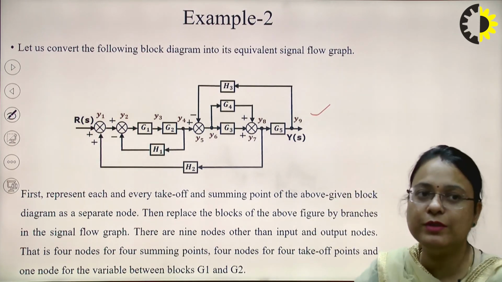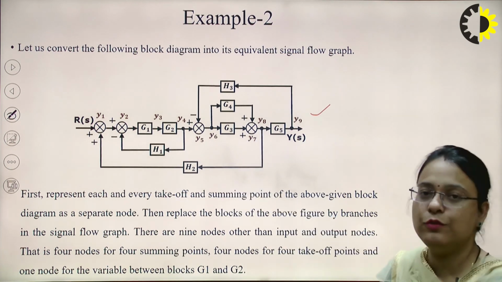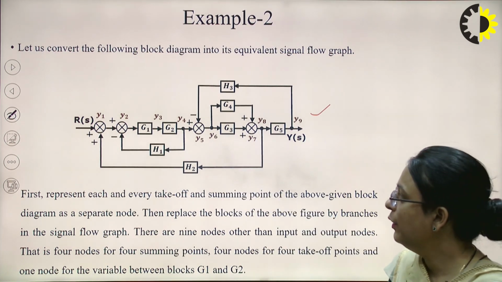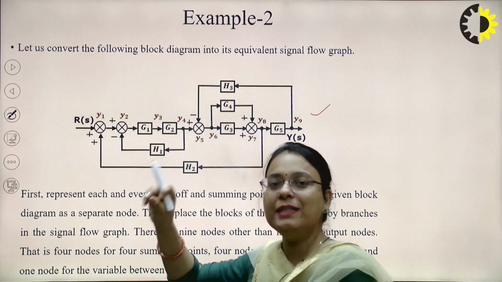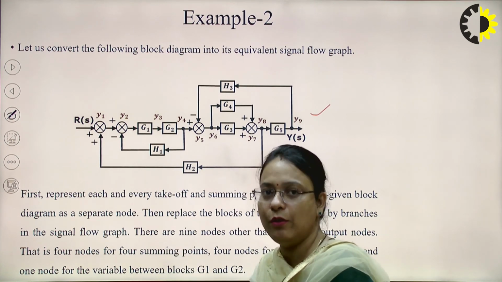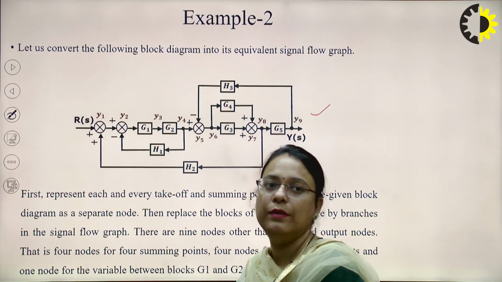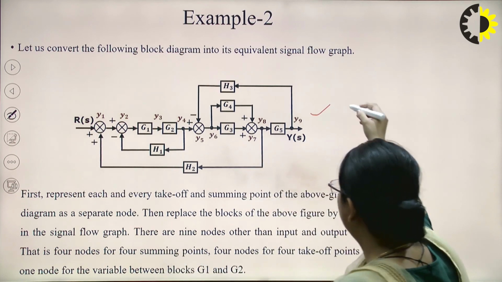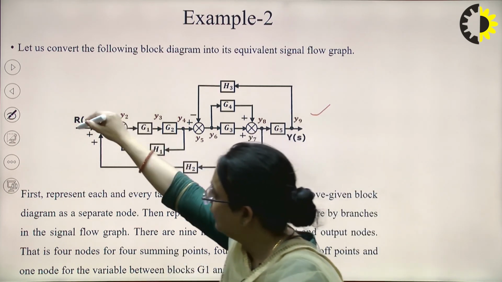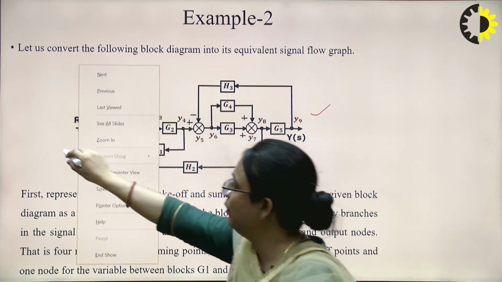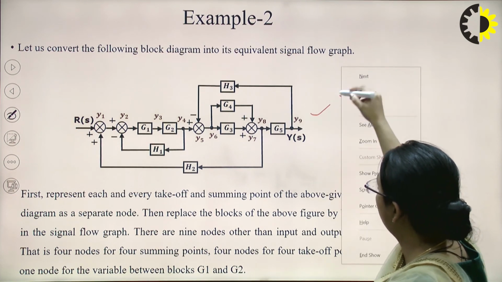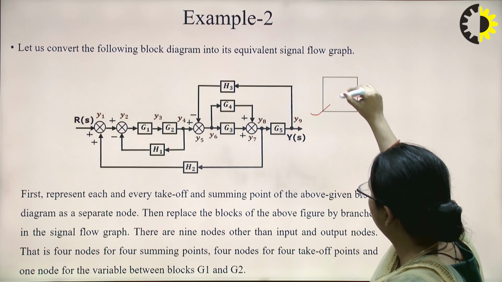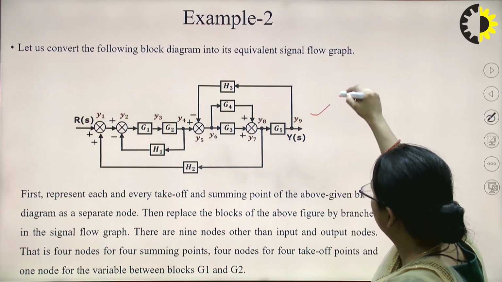This is the block diagram which is given to us, and we have to draw the SFG for this particular block diagram. As I have told you, represent each and every summing point and each and every takeoff point as a separate node. So here we can represent the 9 nodes. Take this R(s) as a separate node. Let's say this is X1, this is R(s), a separate node.